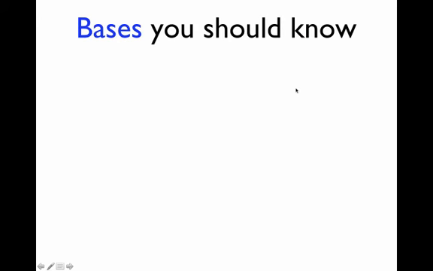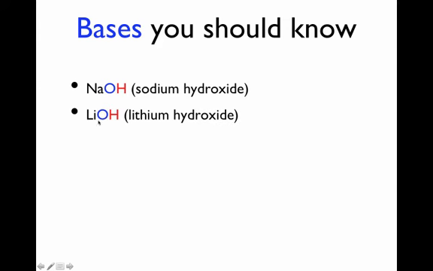So there are three bases that I want you to know. In the previous section, I asked you to memorize one acid, and that was hydrochloric acid. There are three bases that I want you to memorize. There's sodium hydroxide, which I just showed you. It's sodium and a hydroxide ion. There is lithium hydroxide. Again, this shows up somewhat frequently. Sodium hydroxide shows up the most frequently. Lithium hydroxide and the next one, potassium hydroxide, show up less frequently, but they do show up.